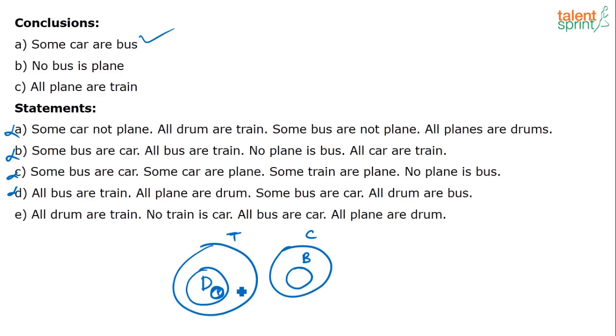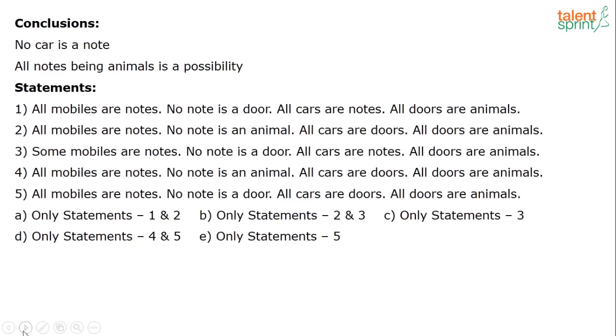No bus is plane. Yes, no bus is plane because no train is car, so these two are disjoint. That is also true. All plane are train. Yes, that's also true. Plane is inside train. So that is option E. See, this drum word they have given us for creating confusion. Drum is not even being used in the conclusion. So don't get carried away by that. So it is option E. Correct. Let's move on to the next question.